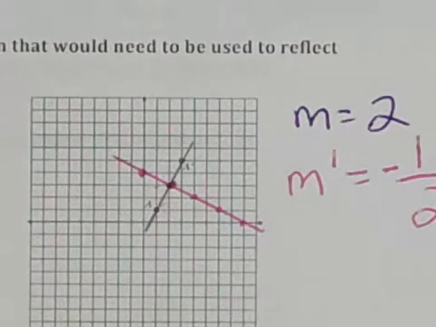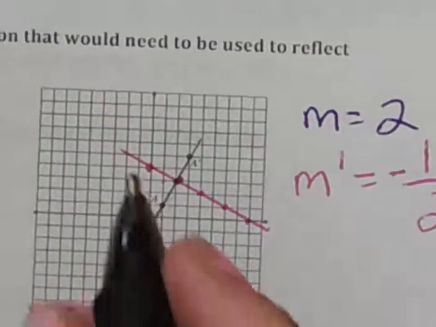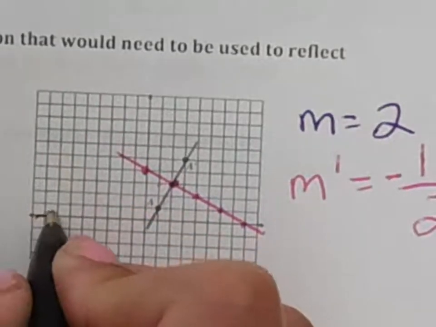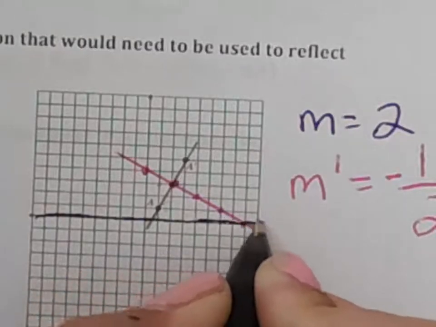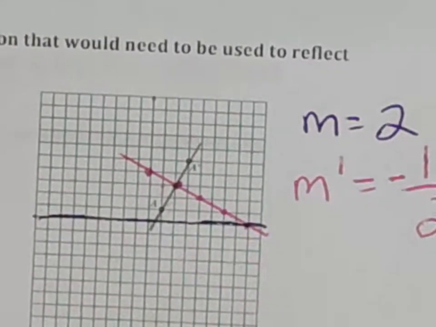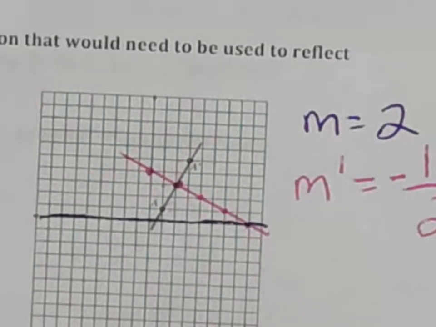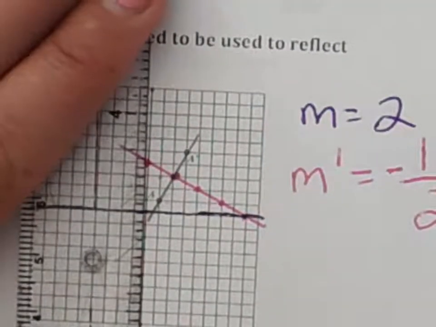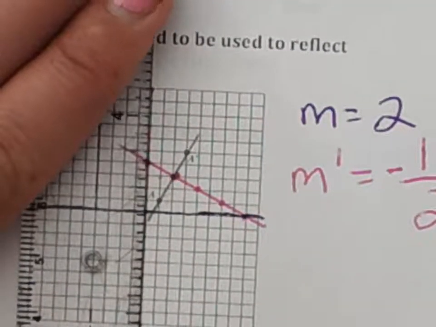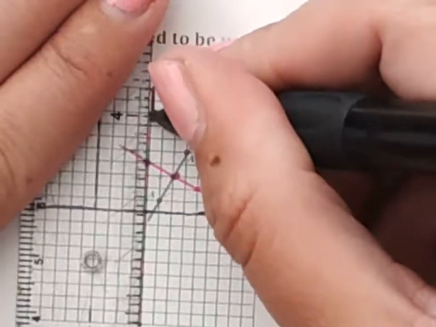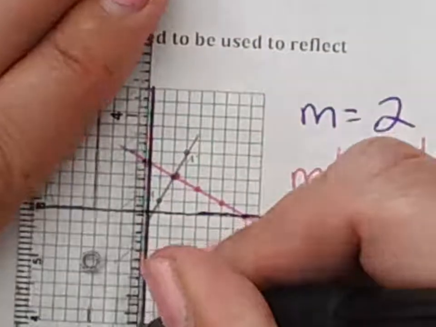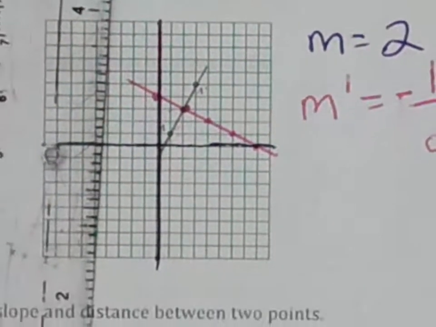Here, you can't even see my coordinate grid. This is my x-axis, it goes right along here. That's my x-axis. All right, here, let me draw in my y-axis. It's kind of hard to see. Okay, there's my y-axis. There we go. That's a little bit better.